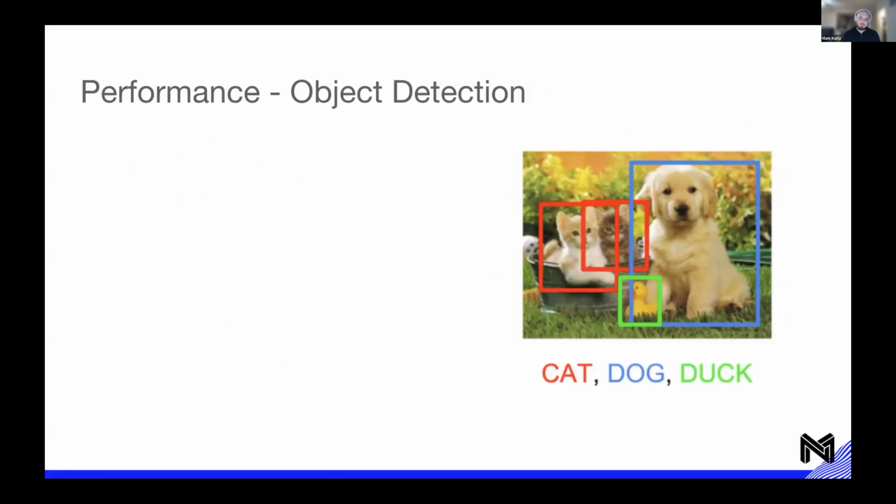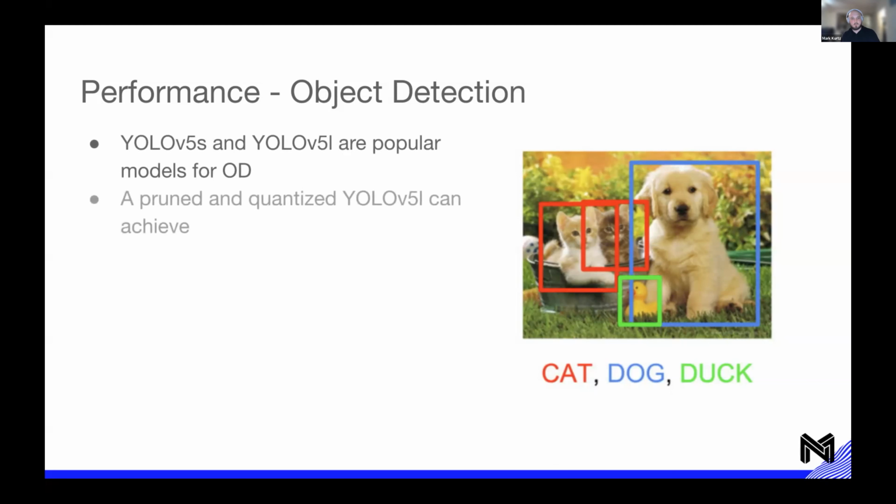And then object detection. So this is where we're looking at not just trying to classify what is in the image, but where in the image it is, right? So we have 2 cats over here. Those are the red boxes. Duck down here is green, and then the dog as blue. So YOLO v5s and YOLO v5l are popular models for object detection. And a pruned and quantized YOLO v5l can achieve 95% accuracy recovery. This is actually something we're going to be coming out with some new results on very soon that increases that recovery. But it has 4x faster latency and 9x faster throughput.